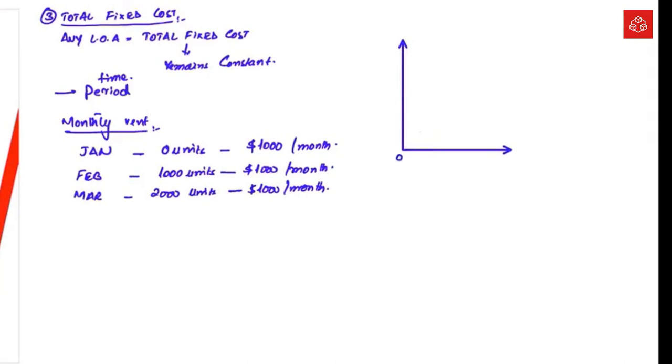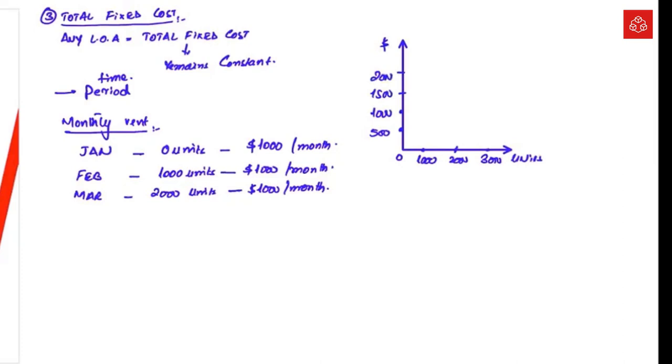Zero level of activity on the x-axis, again, I am plotting the units. On the y-axis, I am plotting the total cost. Then 1,000 units, 2,000 units, 3,000 units, and so on. And total fixed cost, let's say $500, $1,000, $1,500, $2,000, and so on.